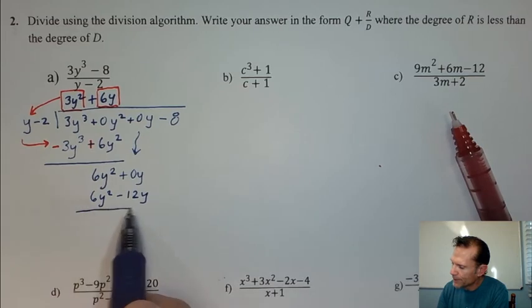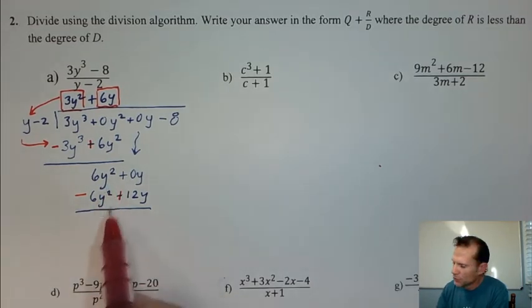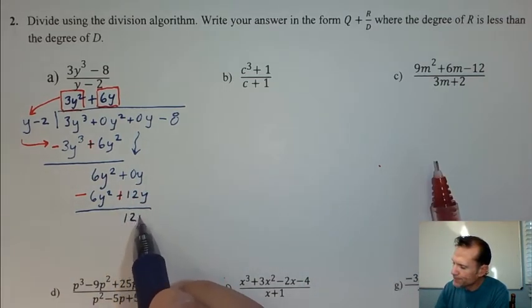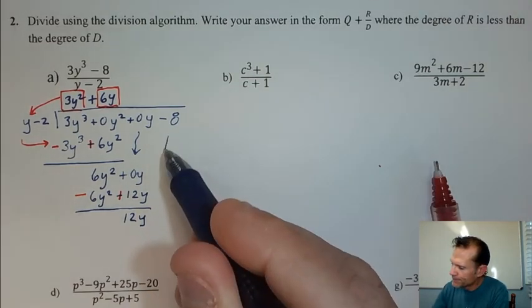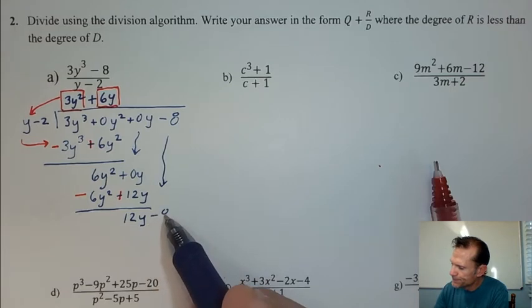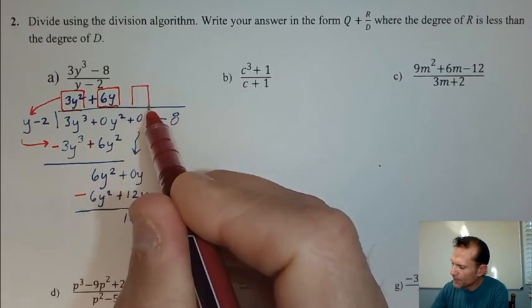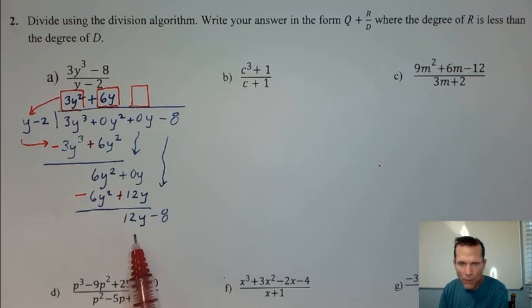I draw my line and then perform the subtraction, which I remember: draw the line, change the signs, push together or combine. That gives 12y. Okay, then I'm going to bring down this negative 8, and I'm going to repeat the process. So I come back to the top and look at it, and ask what times y would give me 12y? Well, it's 12, and it's a positive 12.